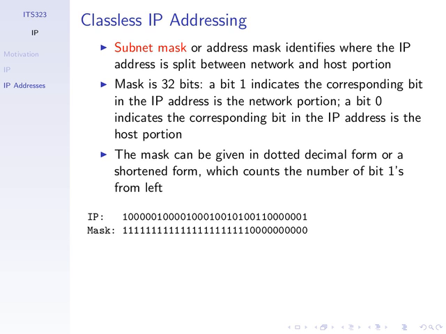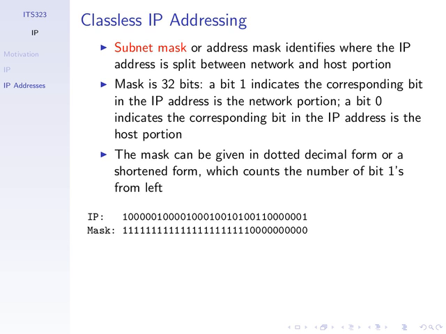How it works is that, in fact, your device has two addresses. It has an IP address, such as this, and it has some other identifier that tells us where the split is between the network and host portion. That other identifier is called a subnet mask, or an address mask, or simply a mask. It is a 32-bit value where if we have a bit 1, it indicates the corresponding bit of the IP address is in the network portion, and if we have a bit 0, it means the corresponding bit is in the host portion.